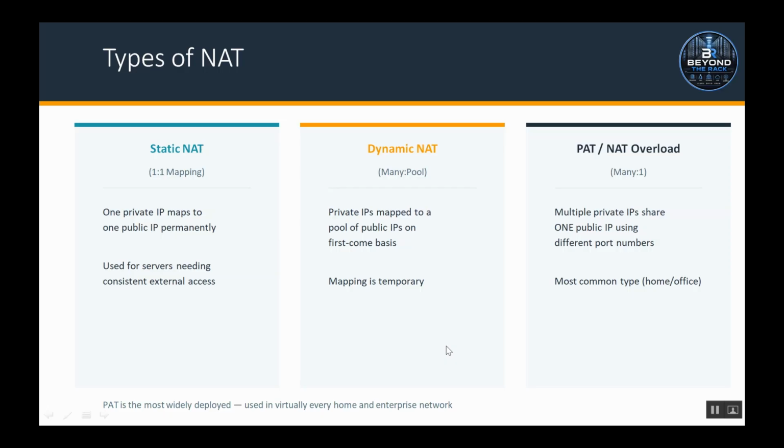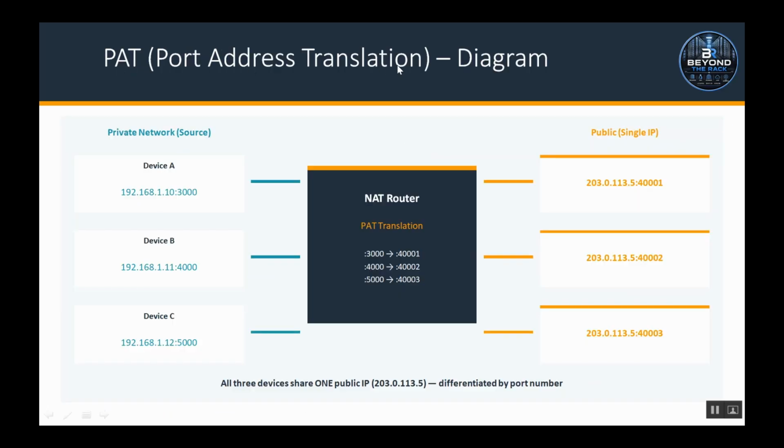PAT, or NAT overload, is many-to-one: multiple private IP addresses share one public IP using different port numbers. The most common use is in home or office networks. We will discuss this more. PAT, port address translation. If you can see the diagram below, the private IP address is the source.